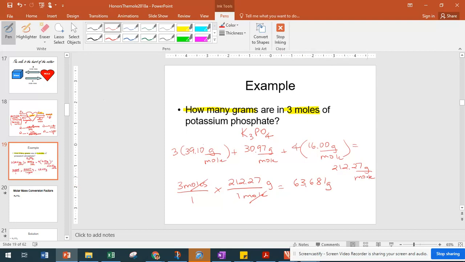Then we have to think about sig figs. The molar mass is a conversion factor, so we will not use it for sig figs. If we look at 3, there's only 1 sig fig. So our answer will be rounded to 60 grams. And you notice I did not put a decimal, because if I did, that would make the 0 a significant figure.